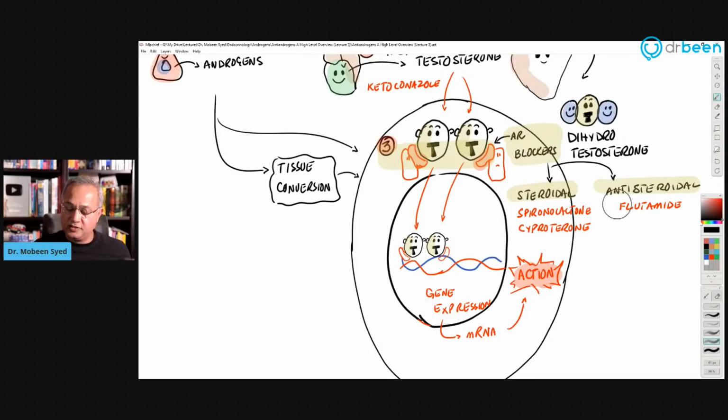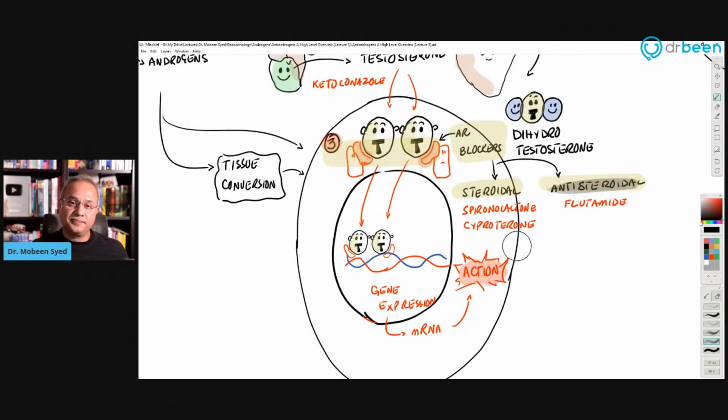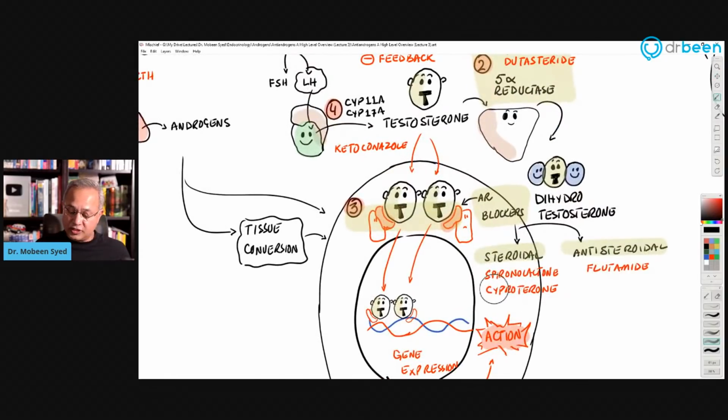The other group here is anti-steroidal. So these are also chemical molecules. They can bind with this receptor, but they do not look like steroids. So here, for example, anti-steroidal flutamide, and steroidal type spironolactone and cyproterone. Now here is an important thing to note. I want us to look at two drugs, spironolactone here and ketoconazole here. They both were not supposed to be anti-androgenic.